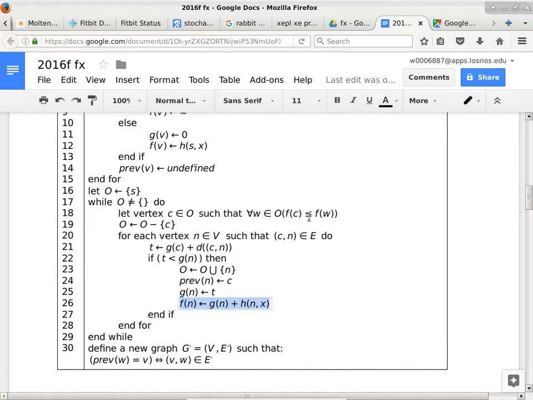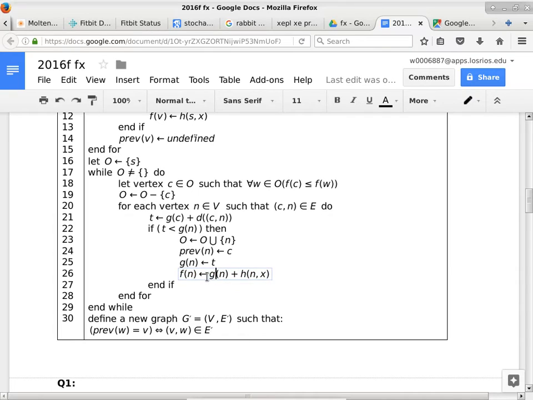Let's take a look at the components of this addition. What is the first component? What is g of n? We just updated it. What is that? The shortest path. It is the cost of the shortest path from the start vertex to vertex n. Okay, very good. What about the second component? What is h of n, x? What is that representing? It's the heuristic of n to x, which is the destination. Very good.